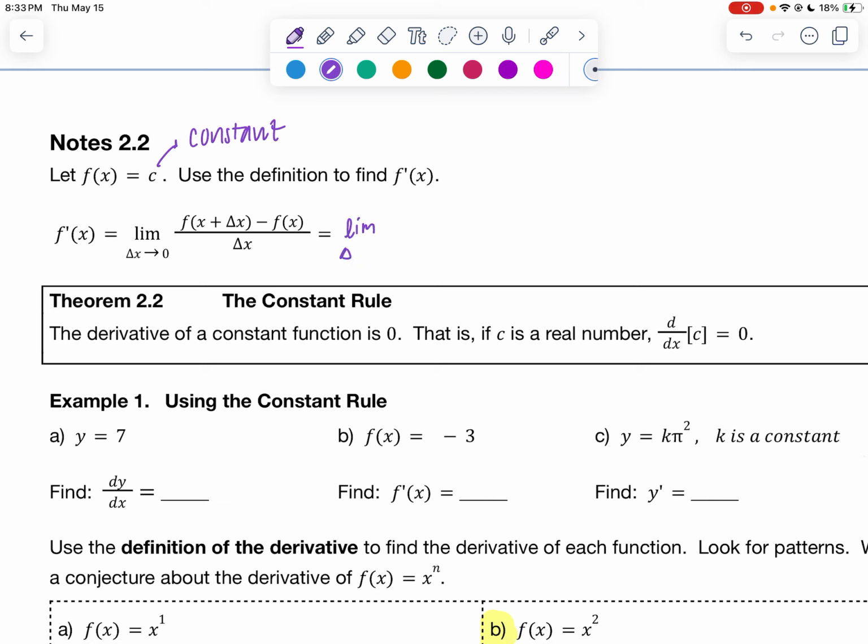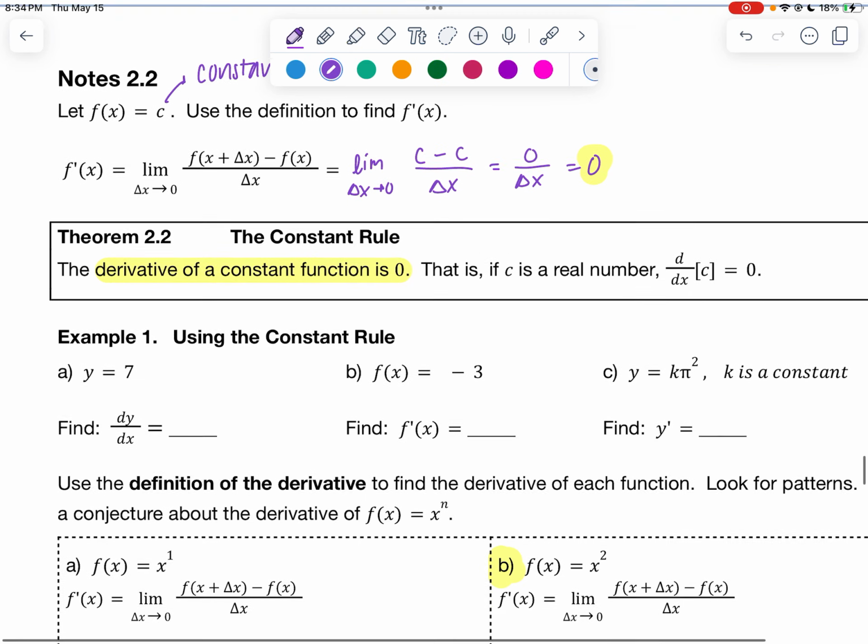I have the limit as delta x approaches 0. And then the constant just becomes c minus c all over delta x. C minus c is just 0 over delta x. Therefore, my limit is just 0. So this is when the constant rule comes into play. The derivative of a constant function is always 0.